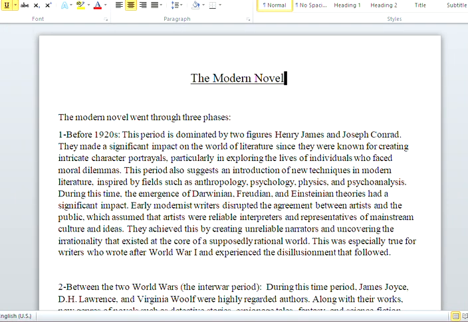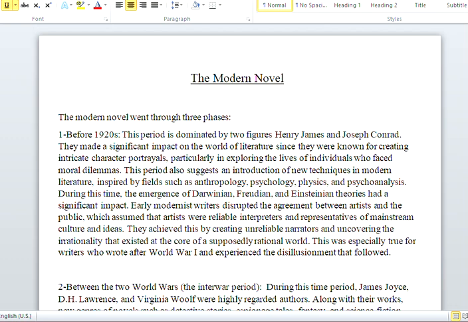However, as new scientific and intellectual theories called into question the certainty of knowledge and truth, modernist writers embraced a more skeptical and experimental approach. These writers rejected the notion of the artist as a stable, authoritative figure. Instead, they often portrayed artists as alienated individuals. So, the impact of these changes was profound.